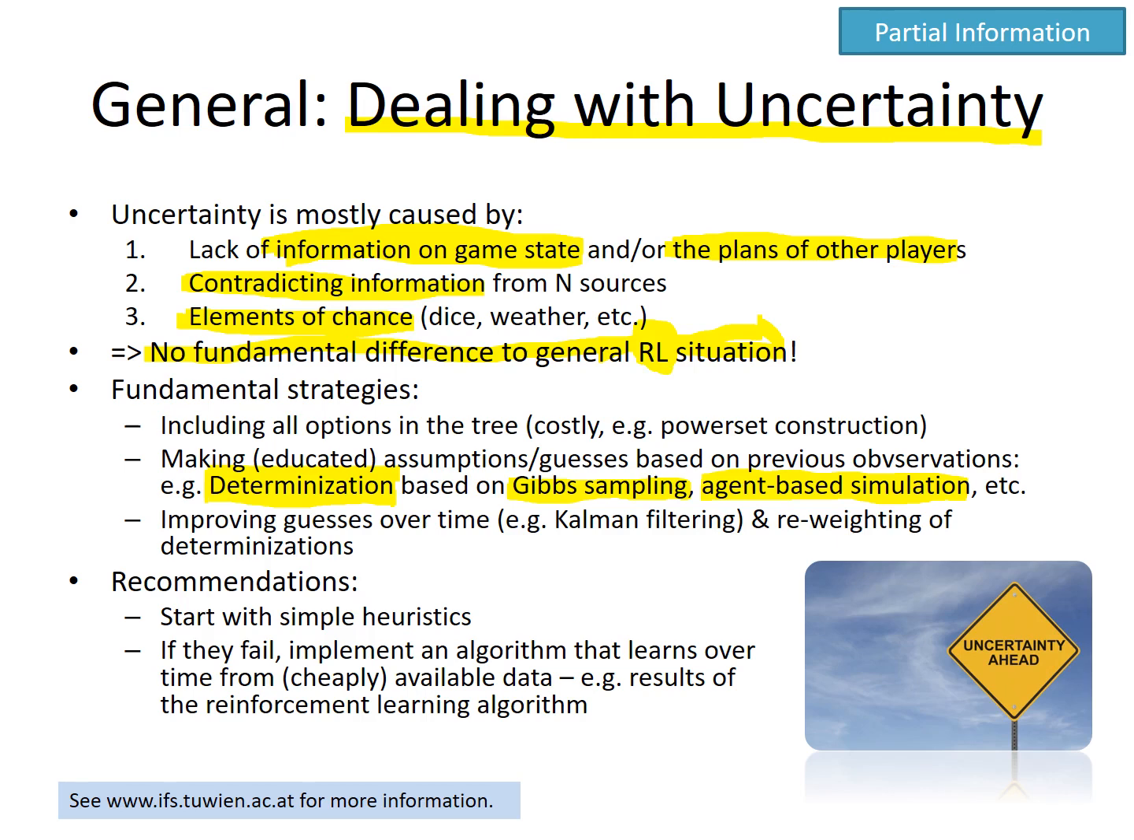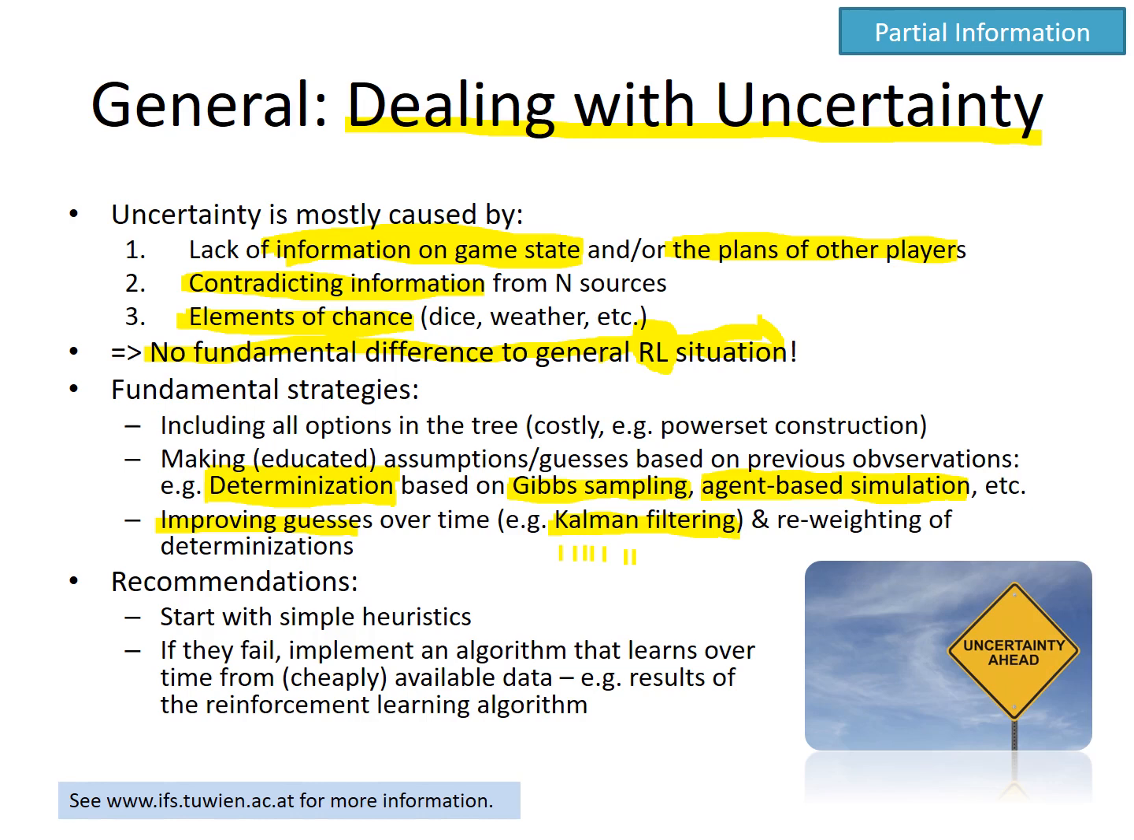Okay, another thing that you can do is you can try to improve your guesses by changing the sampling, but also, for example, by introducing a filtering technique that tries to sort out outliers, such as the Kalman filter, and by reweighting of past determinations, so to improve them step by step.